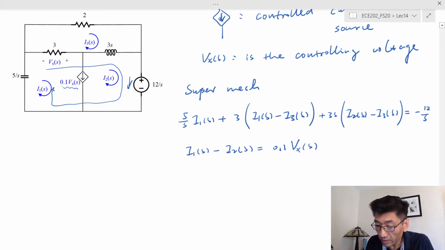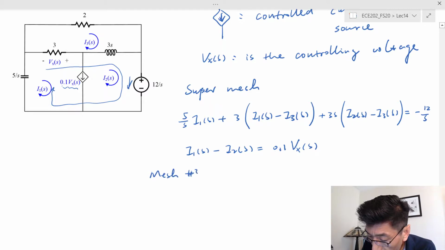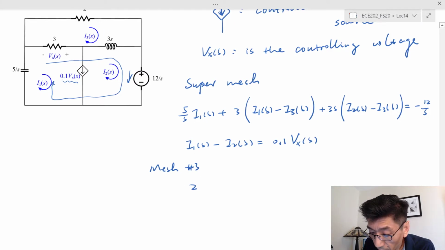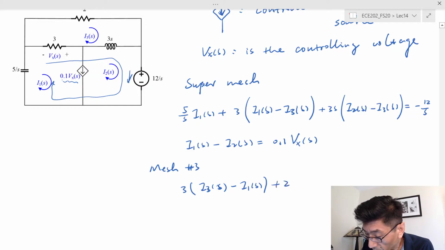So this is the relation between these two. This is actually the relation between the element current and the mesh currents. And for mesh number 3, we can write the equation just as we did before. So we have, let's start with 3 times (I sub 3, s minus I sub 1s), and plus 2 times I sub 3, and plus 3s times (I sub 3 minus I sub 2), that's equal to 0, right?